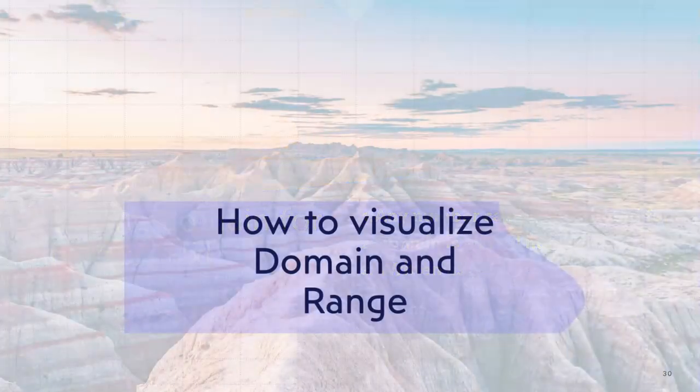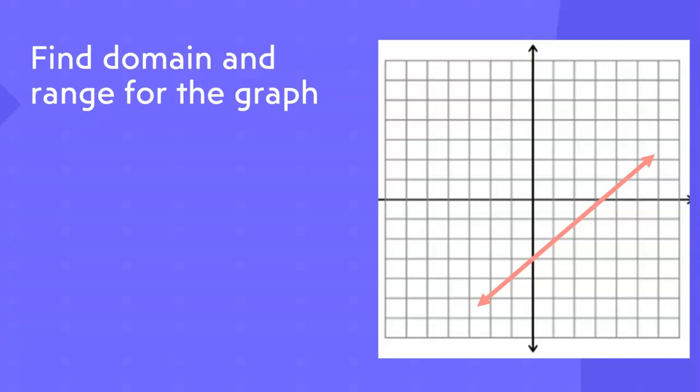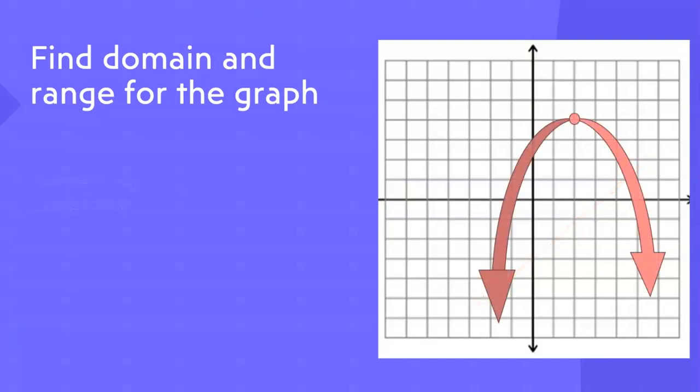If you need to think about how to visualize domain and range, your domain is all your inputs, all of your x values, and range is all of your outputs, all of your y values. Find the domain and range of this graph. So your domain is negative infinity to positive infinity. Your range is negative infinity to positive infinity as well, because your graph is not limited anywhere.